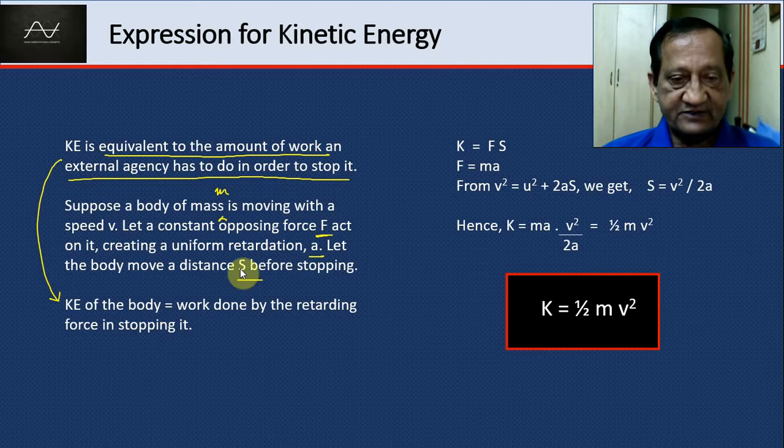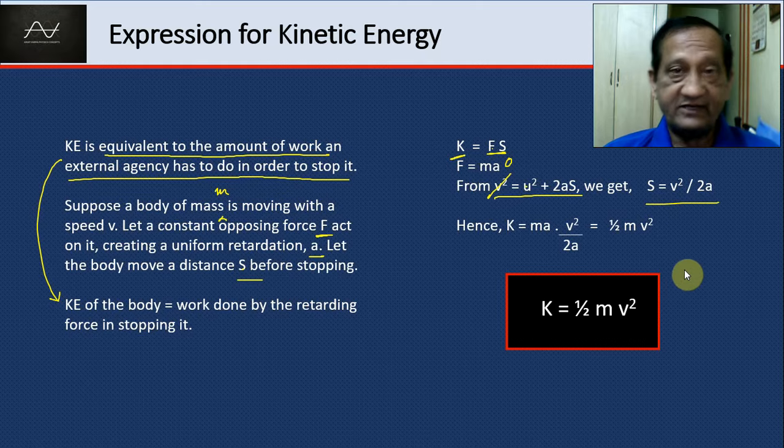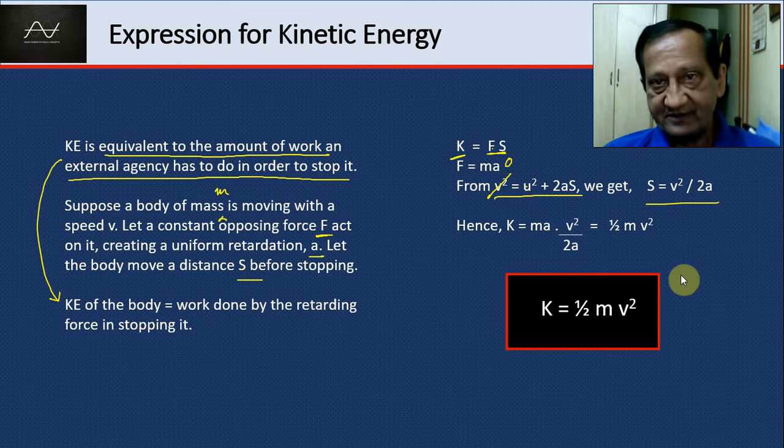And the distance traveled was s and the force was F. So this was the work done by the retarding force, and that is numerically equal to the kinetic energy. But force is ma, and force is constant, so a is also constant. Therefore, we can use this equation. Final velocity is 0. So s is equal to u square by 2a. I know it is minus u square by 2a, and that minus comes in because acceleration is negative as it is a retardation.